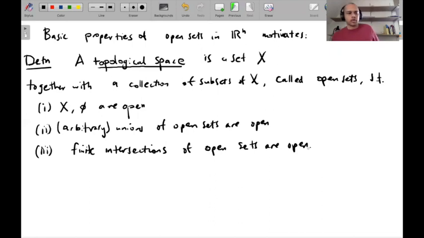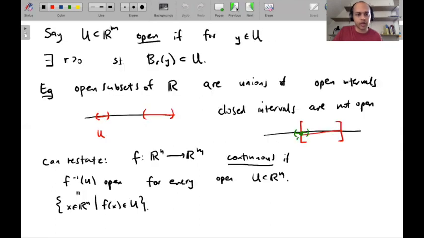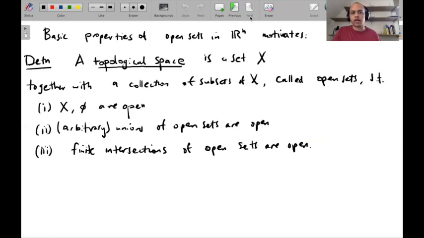So open sets in Rn as I defined them on the previous page satisfy these properties. If you take a union of open sets, you get something open. All of Rn is open, the empty set is open vacuously, and finite intersections of open sets are open. So we define a topological space as a set together with a collection of open sets which satisfy exactly these properties. So let me just point out that this is a very abstract definition and it takes some getting used to. But the wonderful thing about this definition is then we can define continuity.